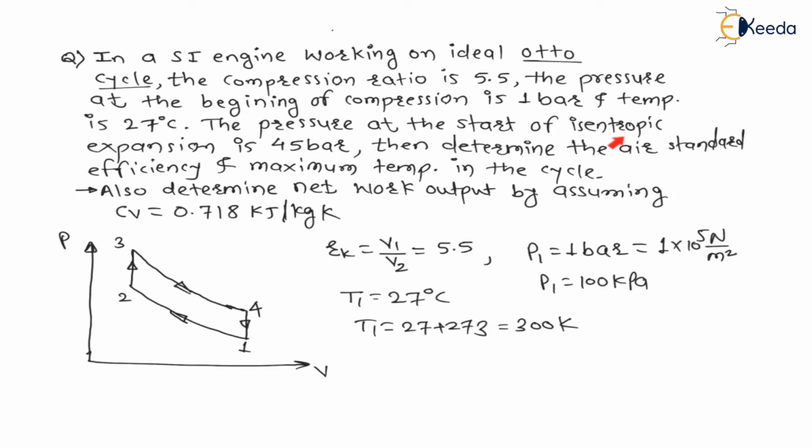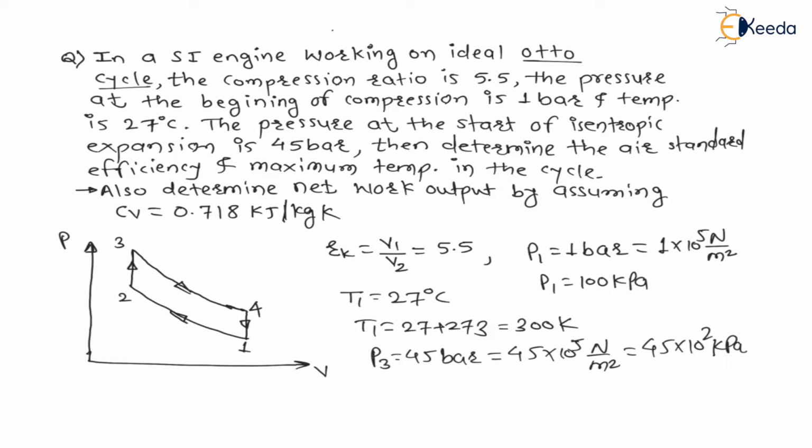The pressure at the start of isentropic expansion is 45 bar. The expansion process is from 3 to 4 and the start of expansion is at location 3. Therefore, the pressure at this state 3 is 45 bar. We can say P3 is equal to 45 bar, which is nothing but 45 into 10 to the power 5 Newton per meter square, or 4500 kilopascal. Then determine air standard efficiency and maximum temperature in the cycle.